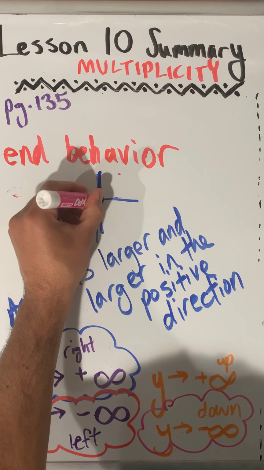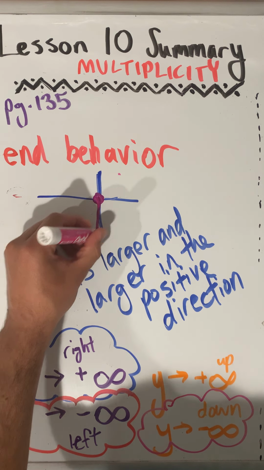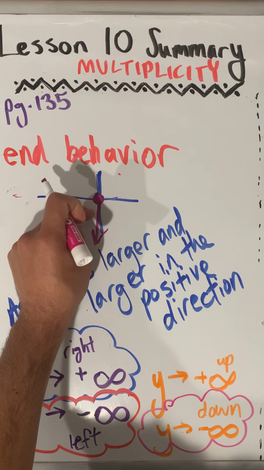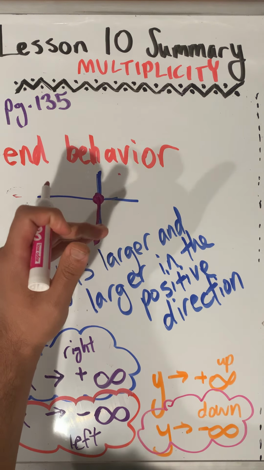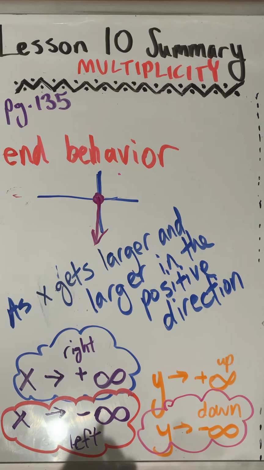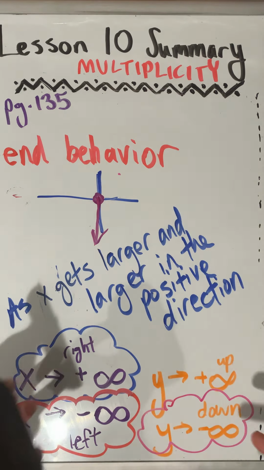As y gets larger and larger in the negative direction. There you go. So you get larger and larger in the negative direction: -1, -2, -3, -4, -5. You see how it's getting larger in the negative direction. The negative values are getting larger and larger as we go down. All right, so let's go ahead now, put it all together.